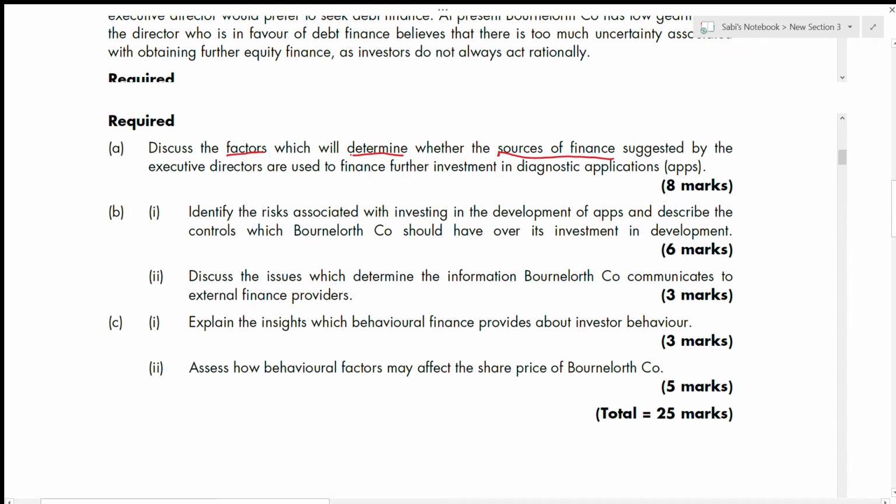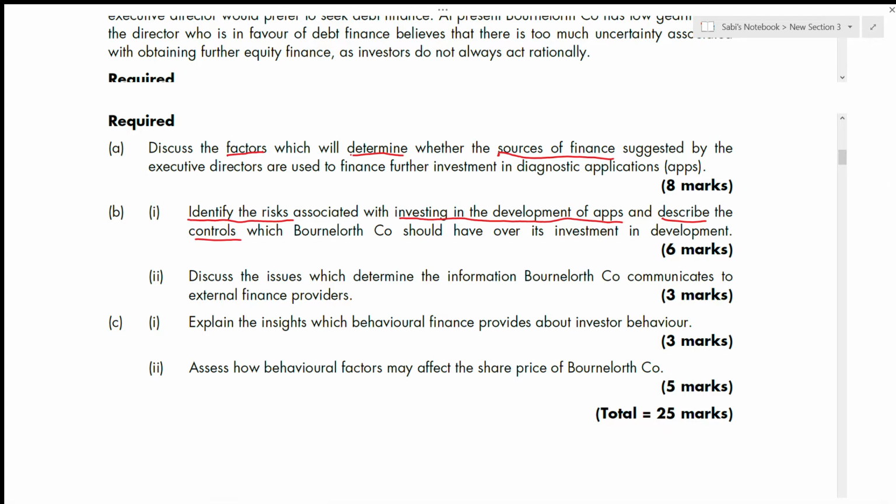B. Identify the risk associated with investing in development of apps and describe the controls which the company should have over its investment in development, right? You have to identify the risk. What risk in investing in development of apps? And also we have to describe the controls which they should have over its investment in developments. So describe the controls. So the first part is you have to identify the risk. Second, you have to identify the control.